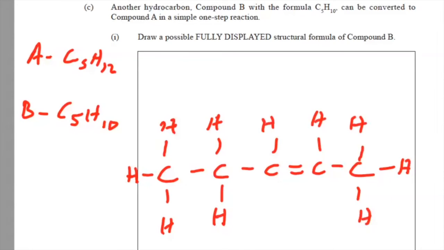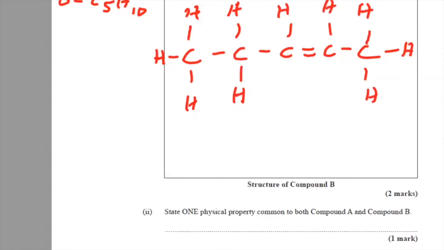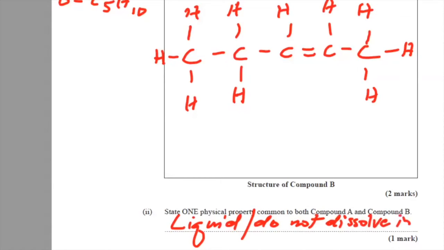That's it. And in part 2, they want us to state one physical property common to both compound A and compound B. All right, so physical property. They would both be liquids. That's one. And a second one, they do not dissolve in water. And that would give us 3 more marks. How many marks have you gotten so far? At the end, please say how many you got out of the 15.